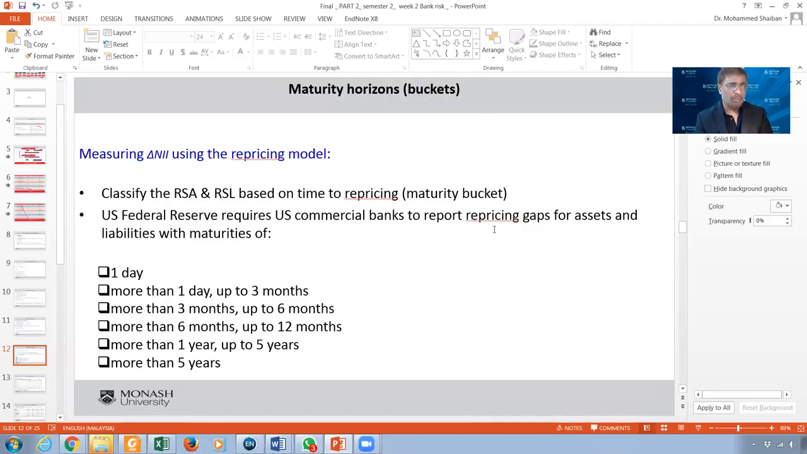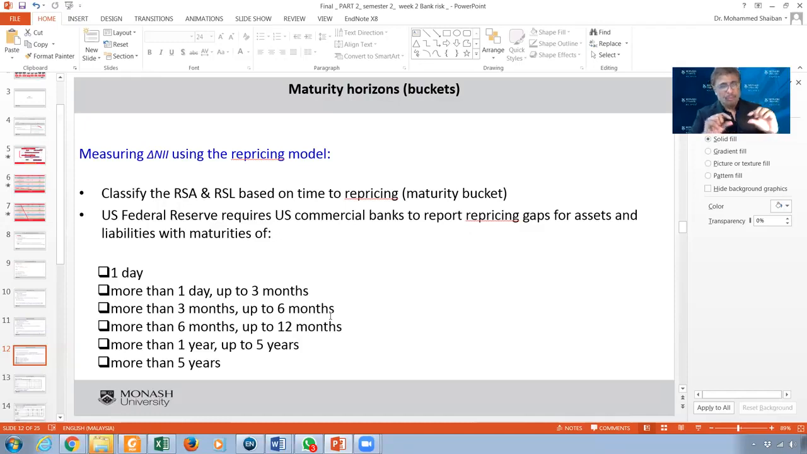So in the US, for example, they ask commercial banks to report repricing gaps for assets and liabilities. How do they do it? They tell you to divide your assets and liabilities into buckets, two classes. Something that matures in 1 day, from 1 day to 3 months, from 3 months to 6 months. So you take all those loans that mature in 1 month and put them there. That has nothing to do with sensitivity, whether it is short term or long term. Just take the maturity horizons. They take the maturity horizons because when the assets or liabilities mature, you have to renew them.